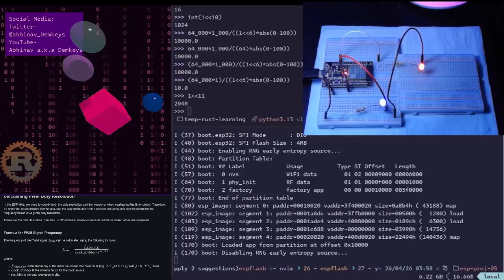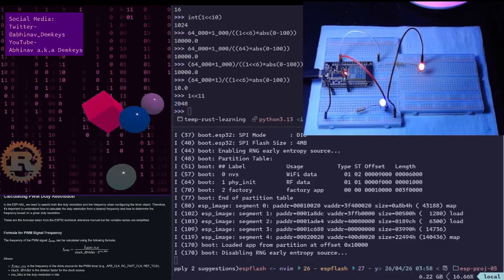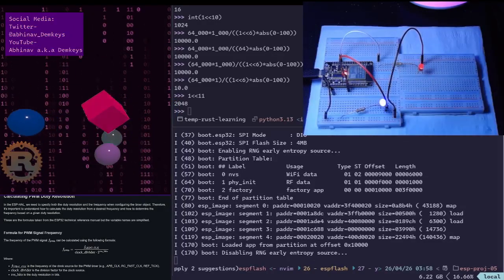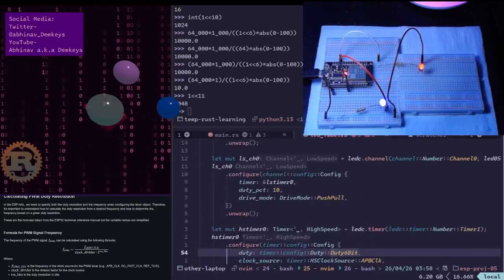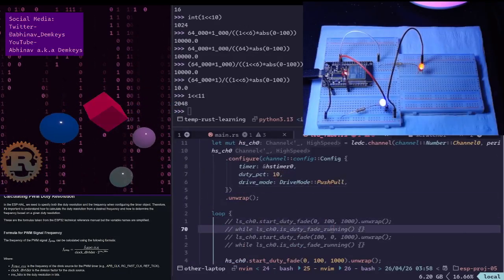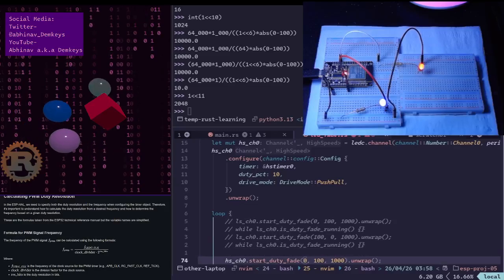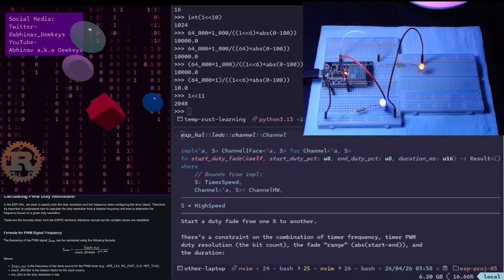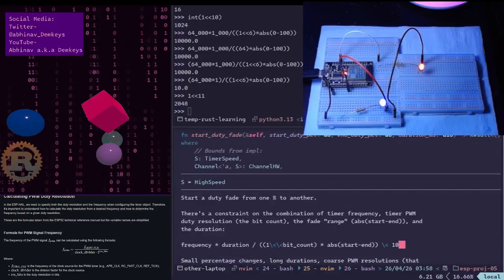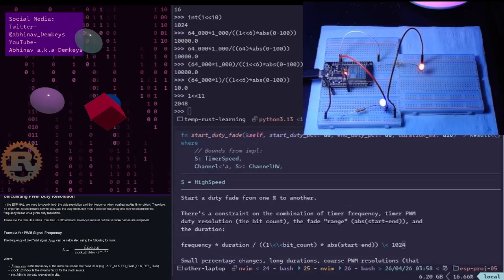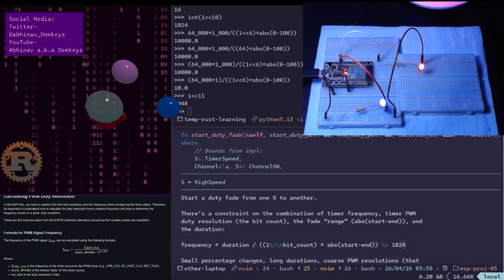Okay, so it works, but then anything above that, it just doesn't respond. So what is this saying? So that's our constraint. Our constraint is 10 bits. Now let me see what Gemini is saying about this.